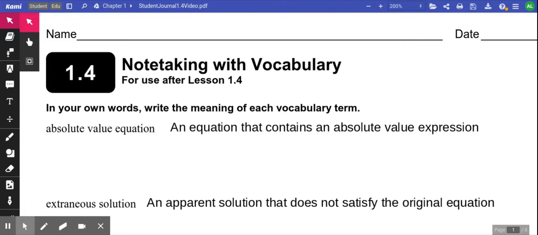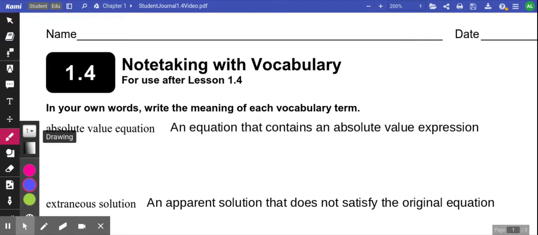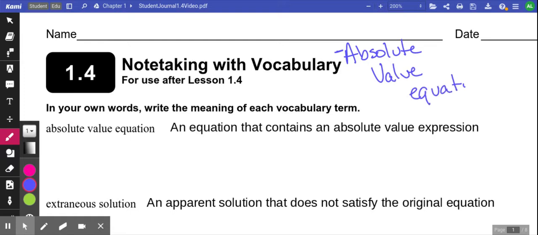We've got our very last section. We're on page 19 in your student journal, and we're doing absolute value equations. All right, so take a second. You can copy down this vocabulary. This is the more important one. An absolute value equation, that's what we're solving for this section. It's an equation that contains an absolute value expression.